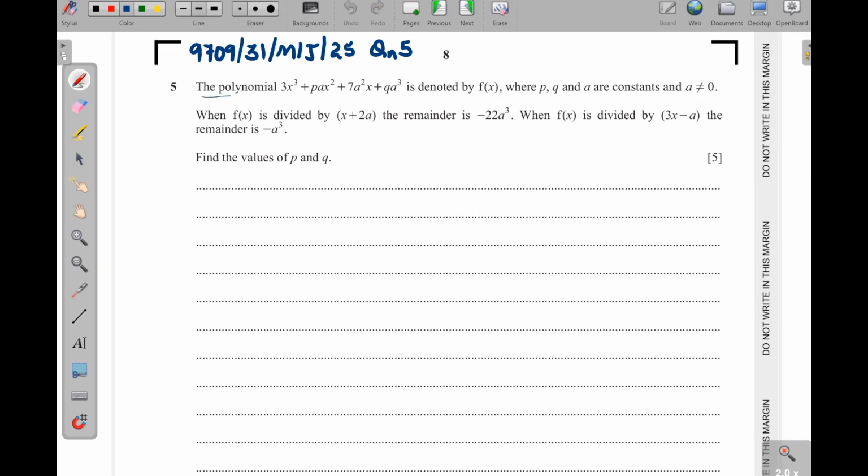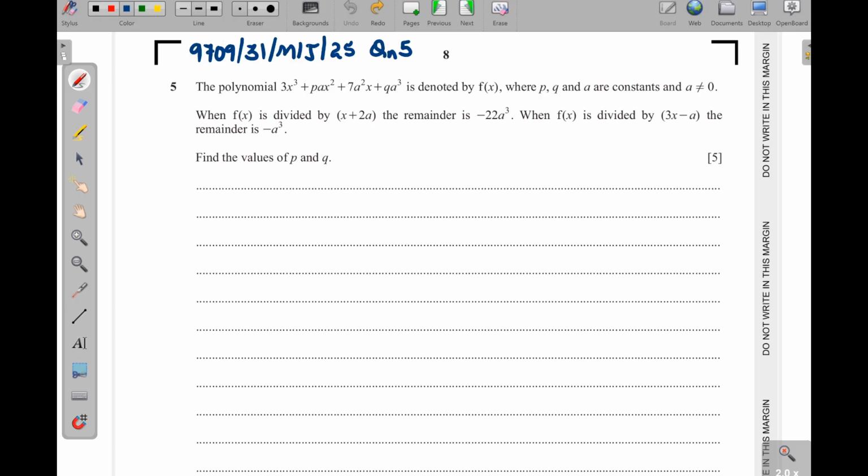Question 5. The polynomial 3x cubed plus pax squared plus 7a squared x plus qa cubed is denoted by f of x, where p and q and a are constants and a is not equal to 0. When f of x is divided by x plus 2a, the remainder is negative 22a cubed. When f of x is divided by 3x minus a, the remainder is negative a cubed. Find the values of p and q.